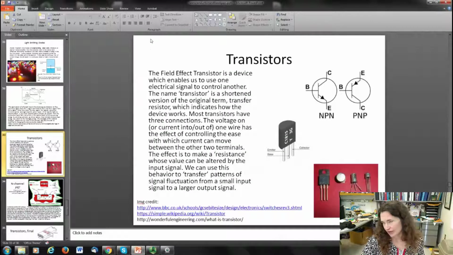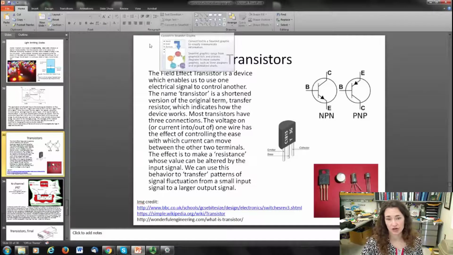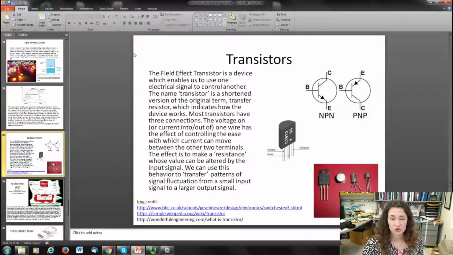More importantly, arguably, is the transistor. So, for example, let's talk about the field effect transistor, a device which enables us to use one electrical signal to control another. In fact, the name transistor is a shortened version of the original term, transfer resistor, and that indicates how the device works. Most transistors have 3 connections, and the voltage or the current into or out of one wire has the effect of controlling the ease with which current can move between the other 2 terminals. The effect there is to make a resistance whose value can be altered by the input signal. And we can use this behavior to transfer patterns of signal fluctuation from a small input signal into a larger output signal.